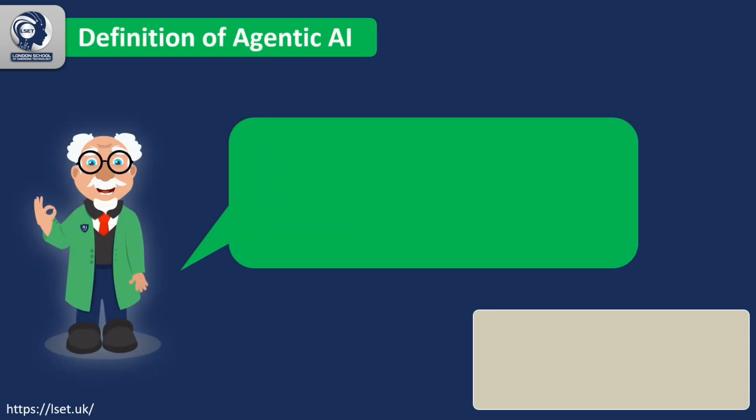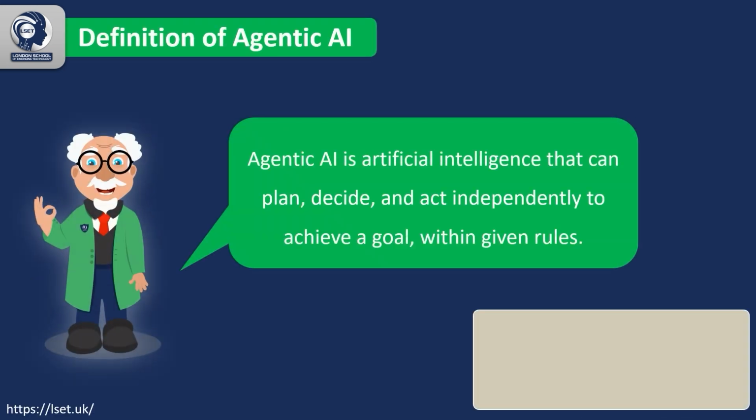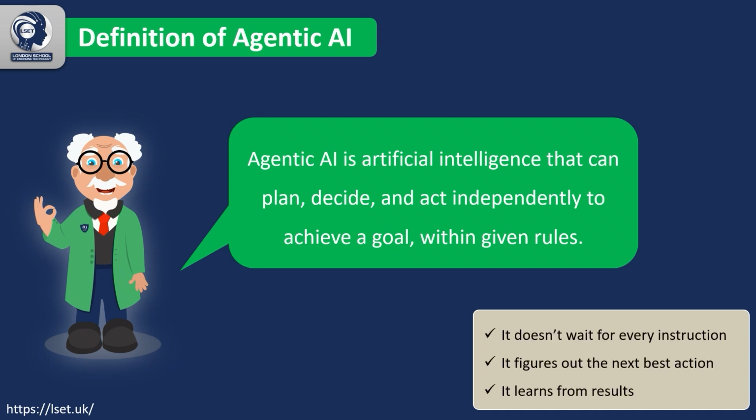Agentic AI is a type of artificial intelligence that can plan, decide, and act independently to achieve a goal, while operating within given rules. Instead of waiting for instructions at every step, it works out the next best action on its own. It also learns from results, improving its behavior over time. This ability to act independently is what makes agentic AI especially powerful.